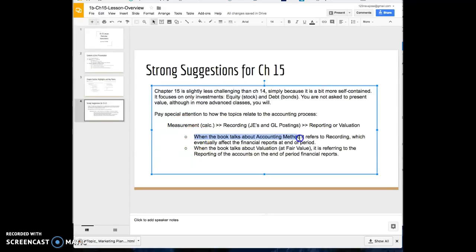When the book talks about accounting methods, they are talking about the recording piece here. And when they're talking about valuation at fair value, they're talking about reporting. So I want you to make the distinction because that helps place you in the right location in the process so that you can actually think about it correctly. In any case, I hope that helps you.